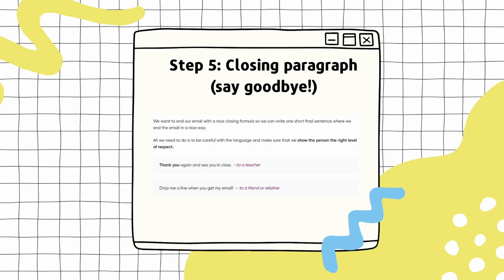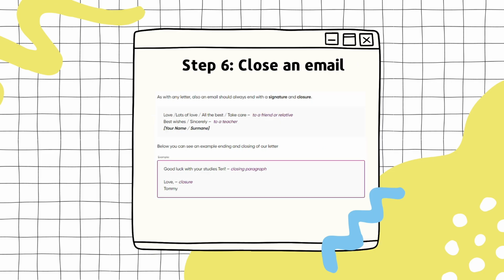When you talk to a friend or a relative, you might write, drop me a line when you get my email. Drop me a line means call me or send a message or something like that. So you close, after you want to finish off, you don't want to continue. That is what we call a closing paragraph. There's a lot of ways for you to do it. Don't worry, as long as you are showing that you are closing, then that is very okay.